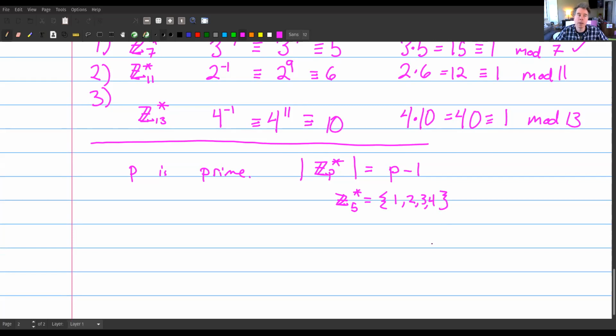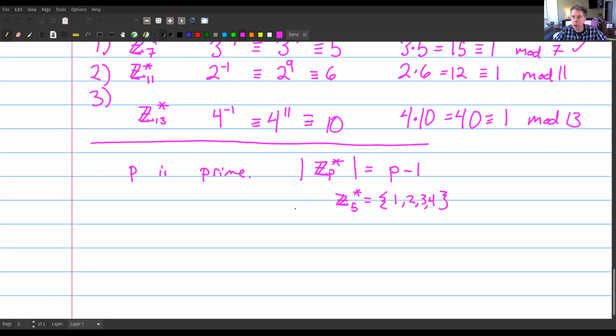All of these have GCD 1 with 5, no factors in common. But we throw out 0. And so it turns out that there are 4 of them, which is P minus 1. And so that's always true because you have P numbers less than P, but then you throw out 0, so you have P minus 1 of them. Okay.